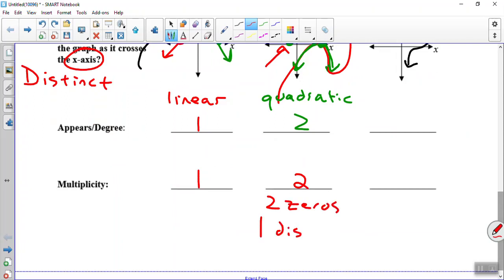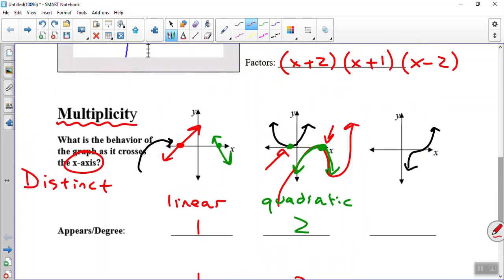But is one distinct 0. Okay? Multiplicity of 2 just increases how many zeros we're talking about. Okay? This next one, we haven't done these yet. This is a cubic. We're going to do more of these. Okay?